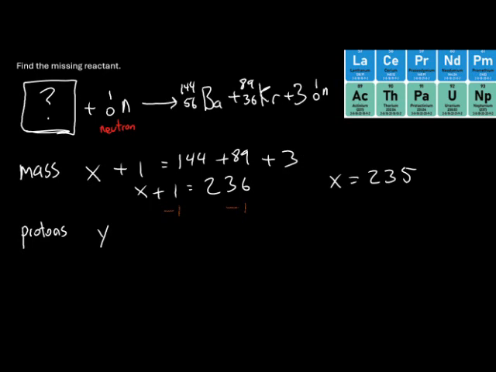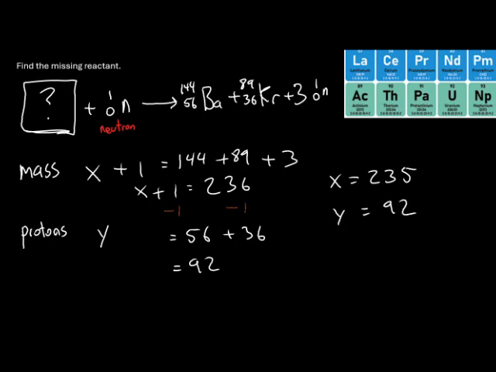Now we'll look at the number of protons. On the left, we have some unknown number of protons from our missing reactant. Our neutrons have no protons at all, so we don't have to include those in the proton equation. Then we have 56 on the right from barium, 36 on the right from krypton, and then none from our neutrons. We add these together and we get a total of 92.